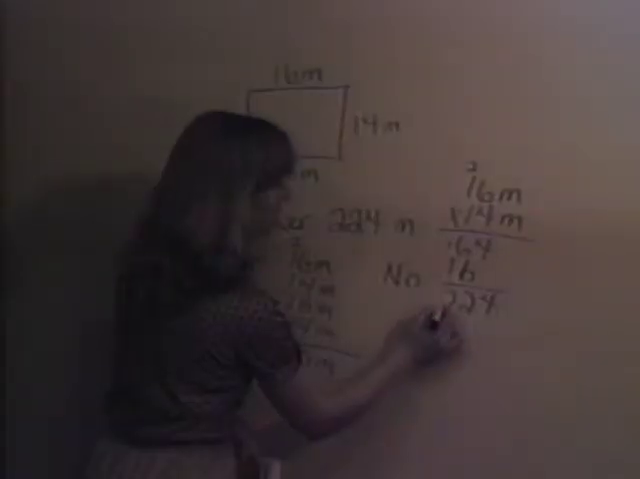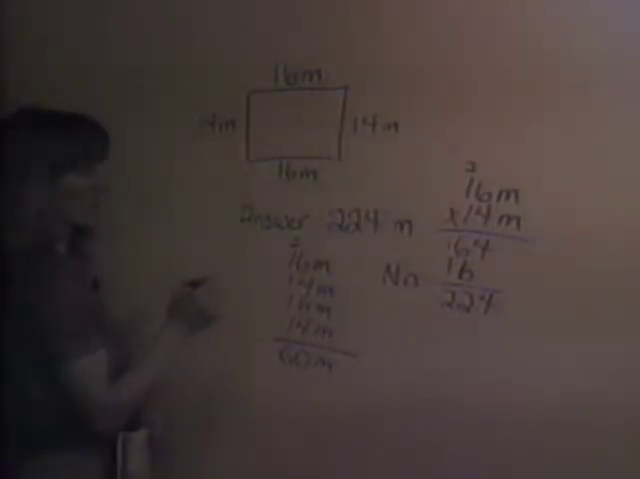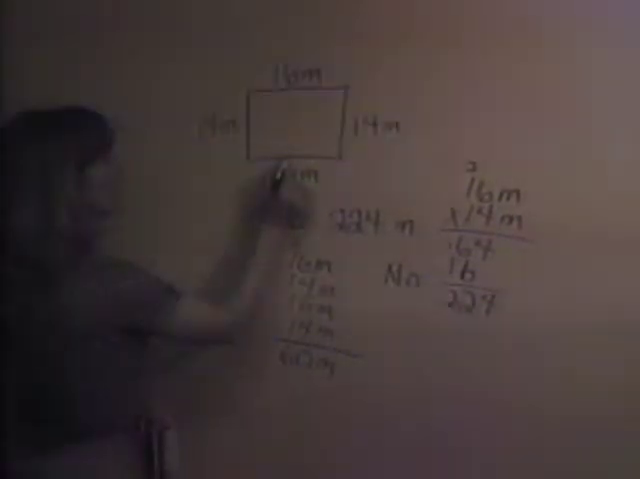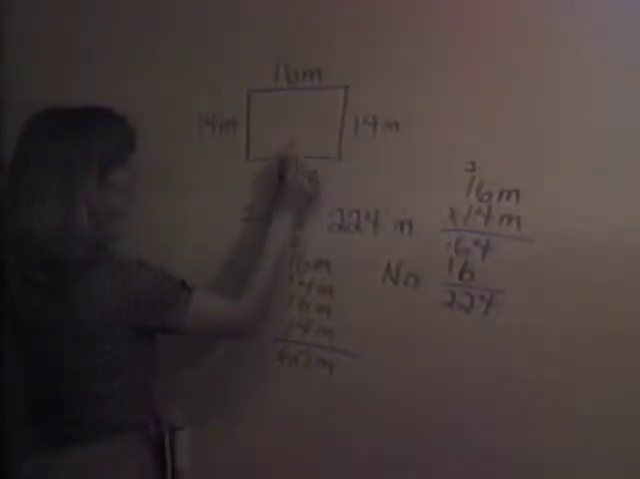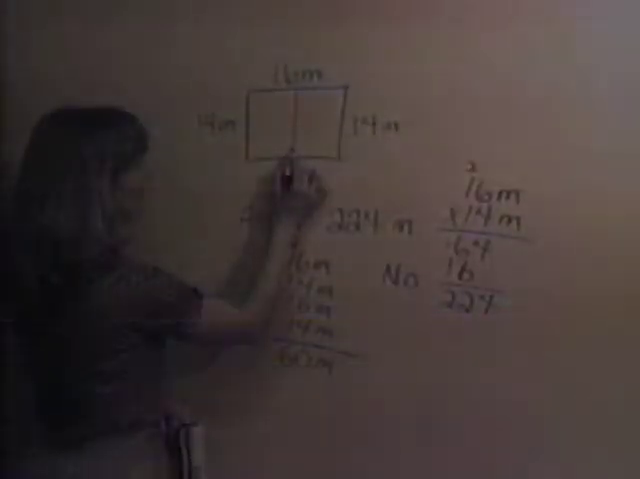Carry the 1, and that's right. That's how they came up with 224. But that is not how much fencing it would take. That means that in this rectangular yard here, if we were to divide it all the way into meters, we would have 224 little squares in there.